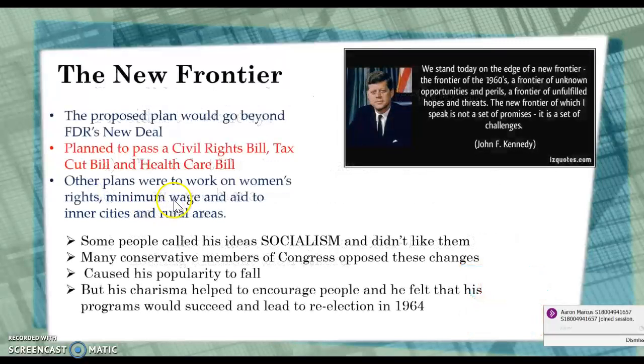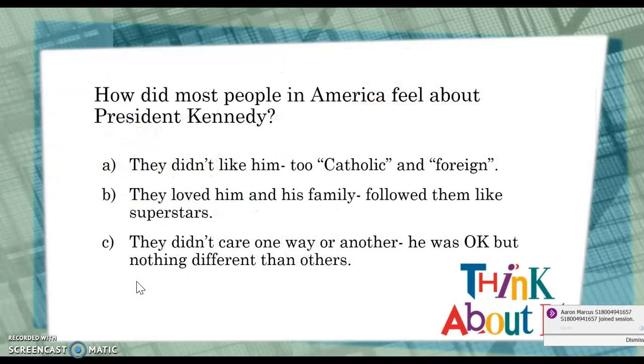The Kennedys were like that time period's Kardashians. Like everybody wanted to follow them around and hear what they were doing. Women wanted to dress like his wife. They wanted to wear their hair like she did. They wanted to know everything about them. So they were very, very popular.